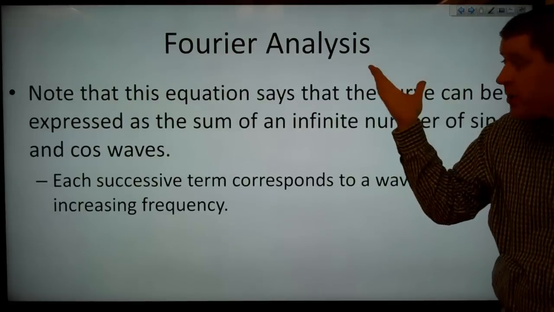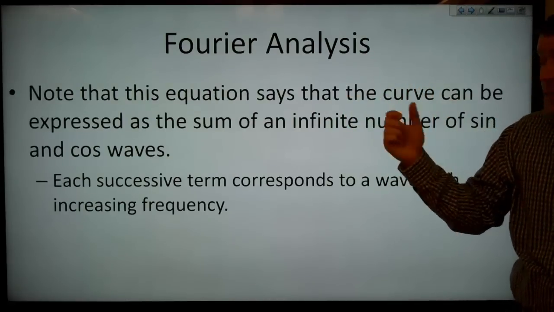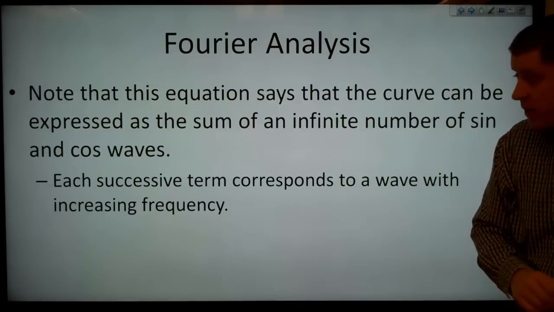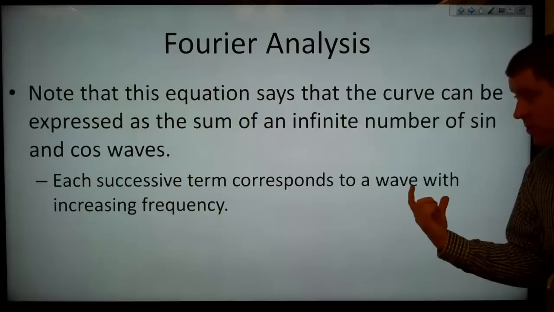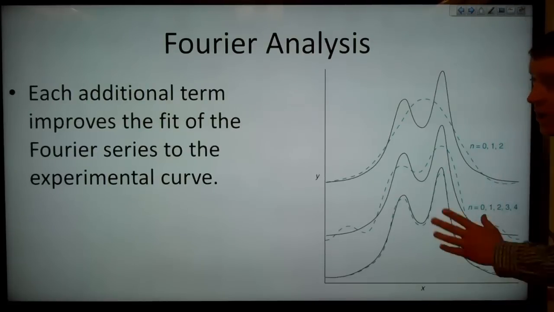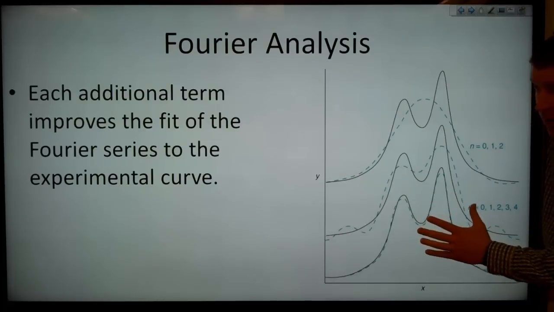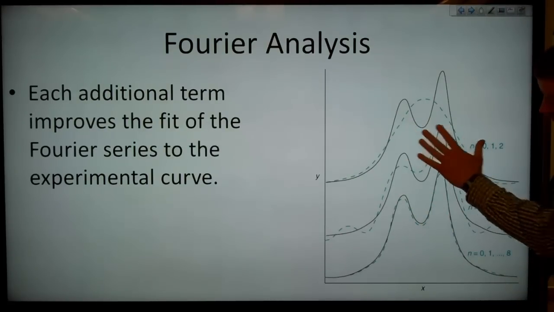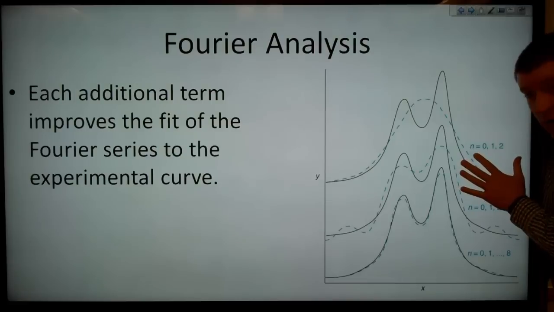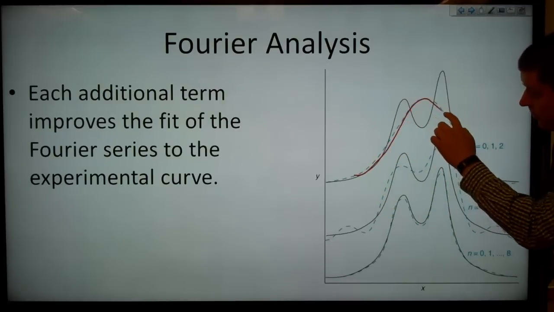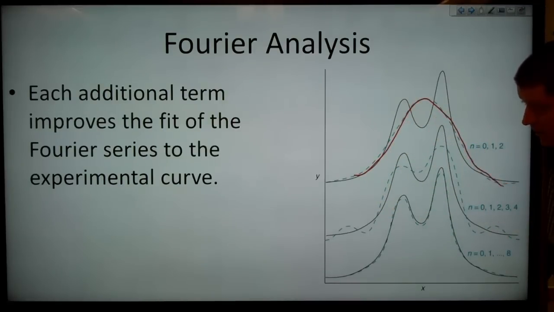So note that this equation says that the curve can be expressed as the sum of an infinite number of sine and cosine waves, and each successive term corresponds to a wave with increasing frequency. So each additional term is improving the fit of our Fourier series to our experimental curve. So we start out here with just n equals 0, 1, and 2. Then we get a fairly poor curve fit where we have just a single peak there.